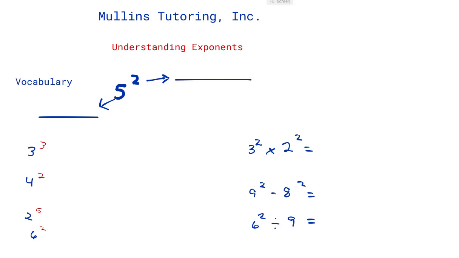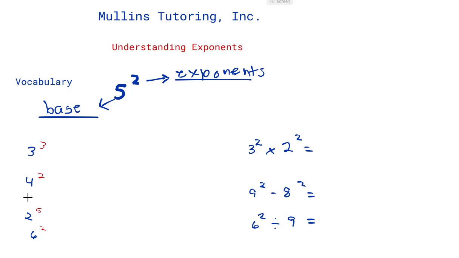I'm the owner of Mullins Tutoring Incorporated, and today I'm going to review exponents and understanding how we use exponents in math. So to start with, let's look at the vocabulary of exponents. Here I have 5 squared. So 5 is called the base, and the 2 is the exponent. And the exponent tells me how many times I'm going to multiply the base times itself.